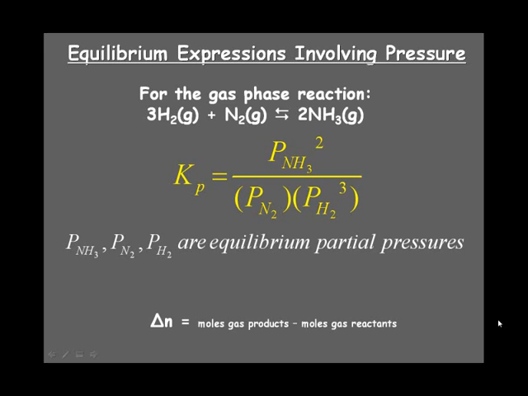So NH3 on the product side raised to the power of 2 because of the coefficient of 2, and then that all over the pressure of nitrogen raised to the first power, and hydrogen raised to the third power because of the coefficient of 3. These values within the Kp are all equilibrium partial pressures.